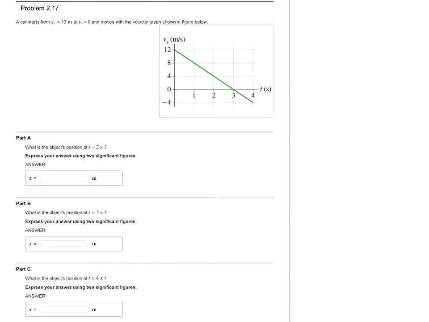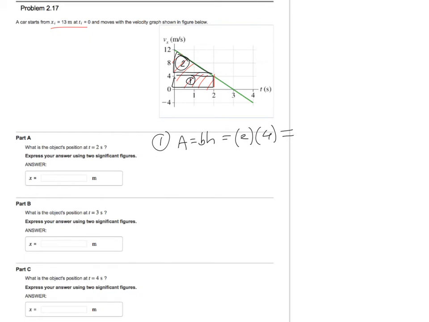All right, for the next one, we have another velocity versus time graph. And so our first question is, what is the object's position at 2 seconds? Yet again, we can find the displacement, the change in position from 0 to 2 seconds, and because we're told right off the bat the initial position, we'll be able to get the final position. If we know the initial and the change, we can find the final position. So I'm going to break that area up into a rectangle there and a triangle, and get the area of each one of those.